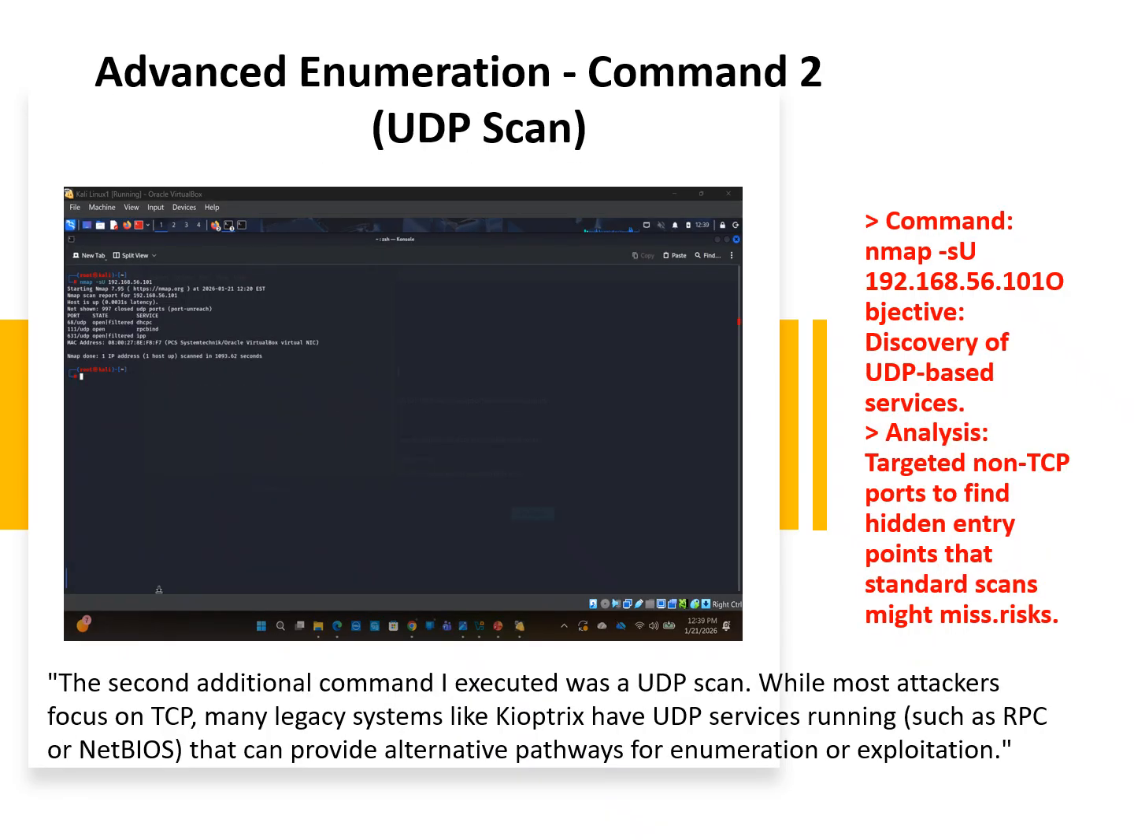The second additional command I executed was a UDP scan. While most attackers focus on TCP, many legacy systems like Kioptrix have UDP services running, such as RPC or NetBIOS, that can provide alternative pathways for enumeration or exploitation.